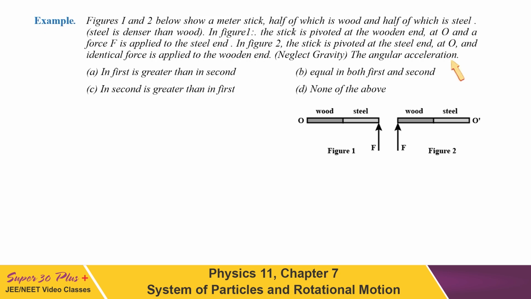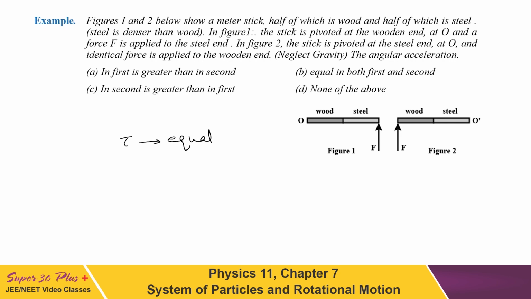In figure 1, the force is acting at the steel part and it is pivoted at O, which is on the wood part. If we check the torque, it will have the same value because in both the rods the forces are the same and the perpendicular distance from the point about which it rotates is also the same. So torque has to be equal for both rods. Torques are equal, and from the relation torque is equal to I alpha, we have to compare alpha.